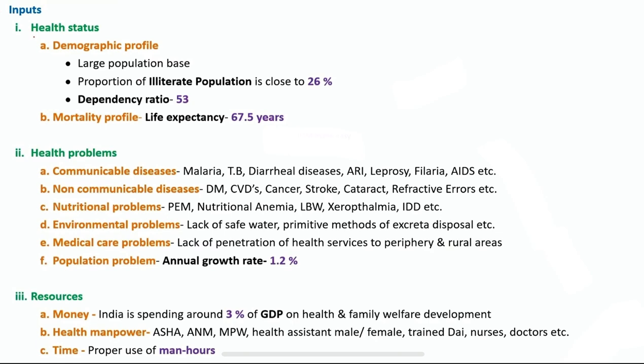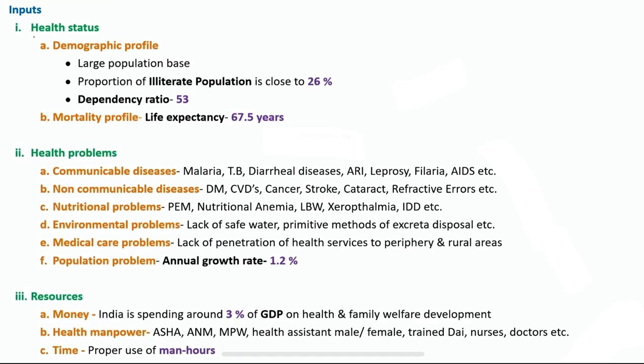And then we also have low birth weight babies. Maternal malnutrition and anemia are also responsible for low birth weight babies. Then we have xerophthalmia. We also have deficiency of vitamin A resulting in xerophthalmia, and keratomalacia has also been a major cause of nutritional blindness, especially in children.